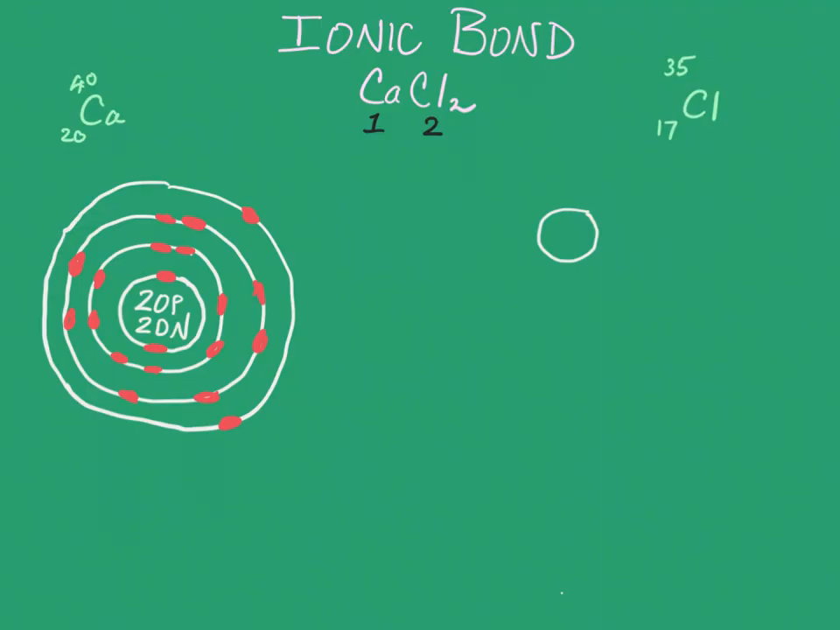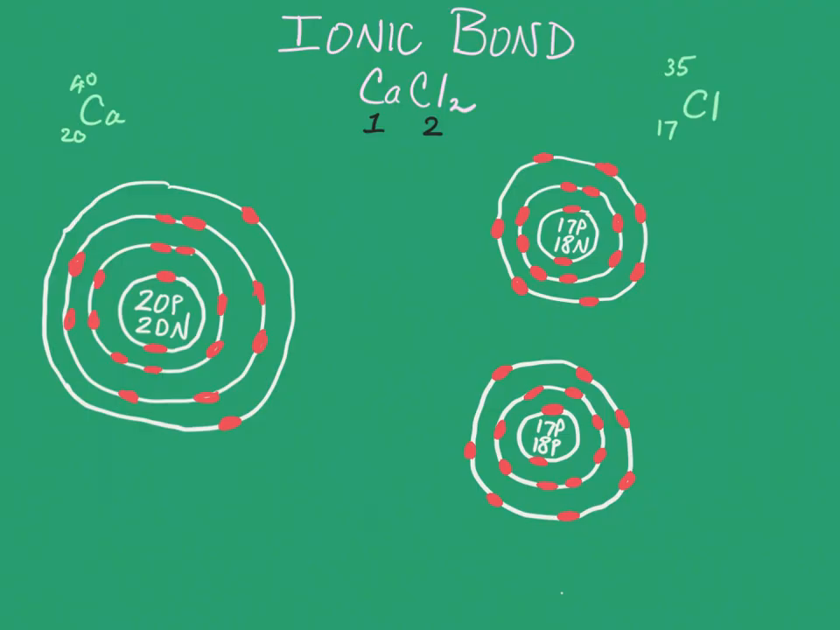Chlorine has an atomic number of 17 and an atomic mass of 35. So chlorine has 17 protons, 18 neutrons, and 17 electrons. The first shell holds 2, second shell holds 8, and the third holds 7 electrons. We have 2 chlorine atoms that need their outer shell filled. So calcium donates 1 electron to each chlorine atom.